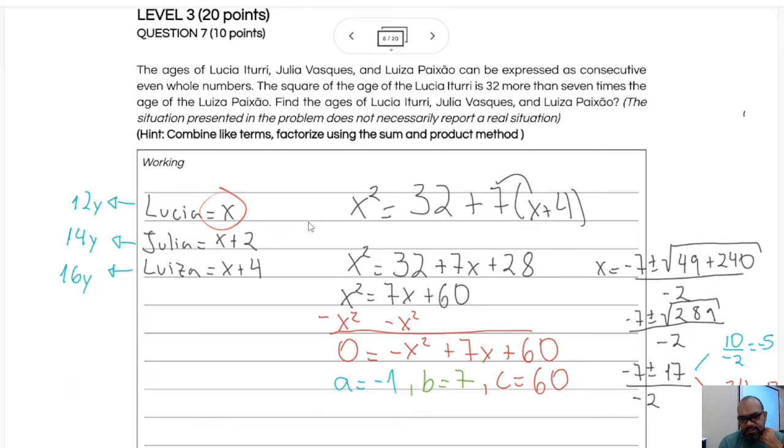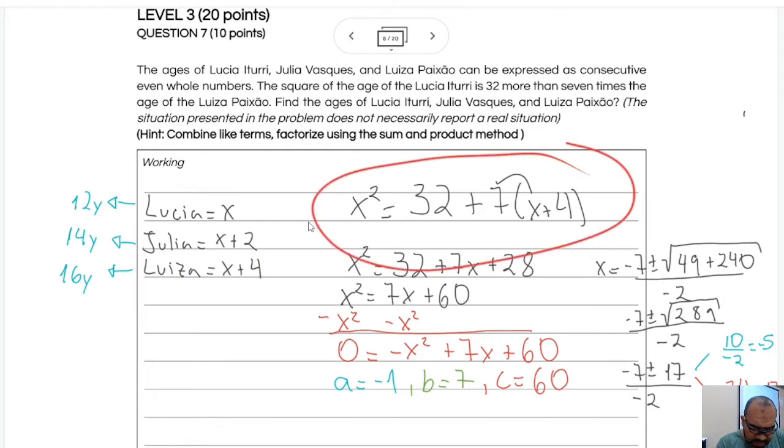x is Lucia. How can we write Julia's age using Lucia? x plus 2 is Lucia plus 2. Next one. And how can I write Luisa's age related to Lucia? x plus 4. Great, because it's the next age, plus 4. Okay?